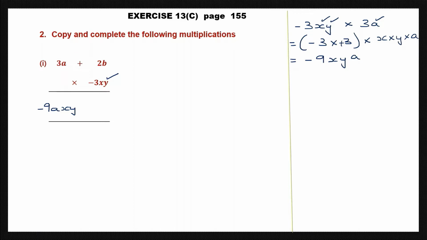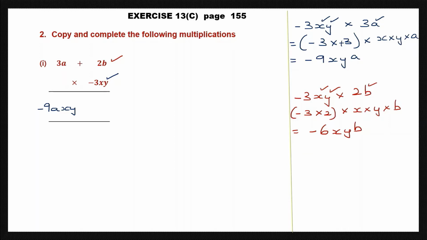Let's take minus 3xy and 2b. So that is minus 3xy into 2b. So let's take only the numbers, minus 3 into 2, into x, y and b. So we have x into y into b. So minus into plus is minus. 3 2s are 6, x, y, b. So that will be minus 6, starting with b, bxy. So we finish this. This is our answer.